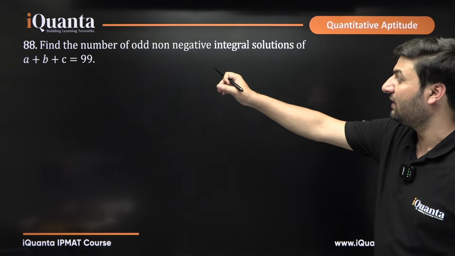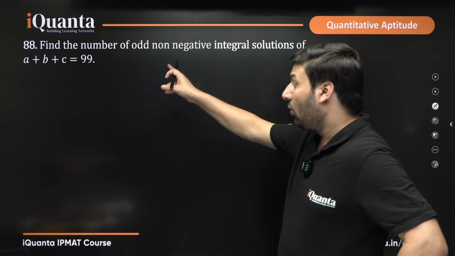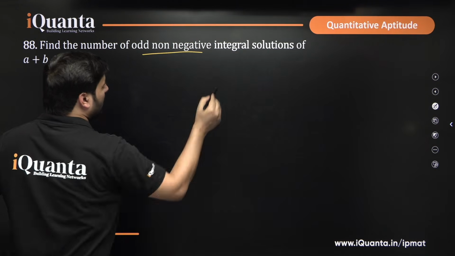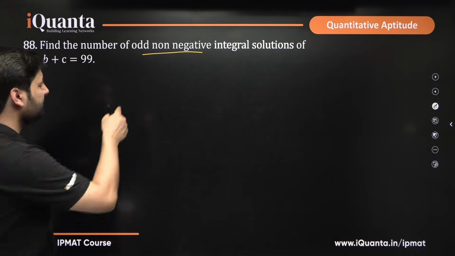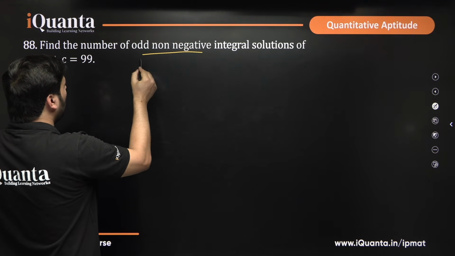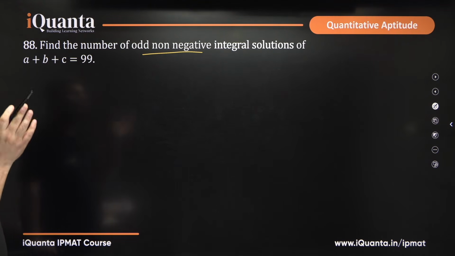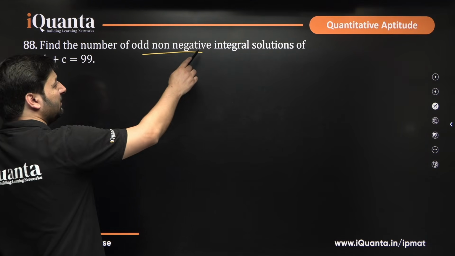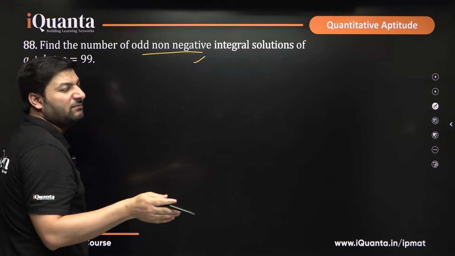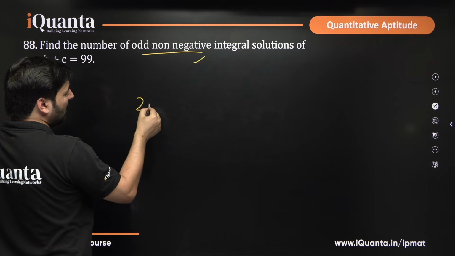In this question, find the number of odd non-negative integral solutions of a plus b plus c equal to 99. Odd, non-negative. You are also allowing 0, okay? But odd non-negative, what does that mean? Any odd number, odd numbers start from 1, yes or no? Because you do not have minus 1 as an odd number, right? So here non-negative means negative are not allowed, right? So you have to write odd numbers. How can that be written?